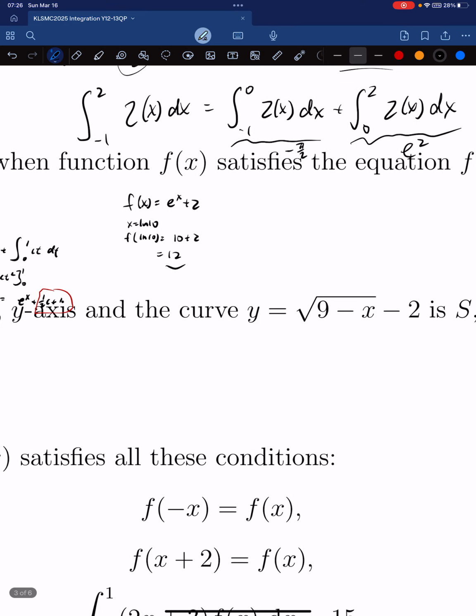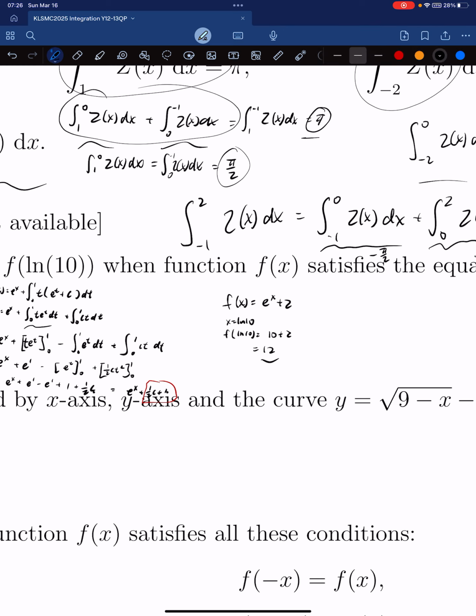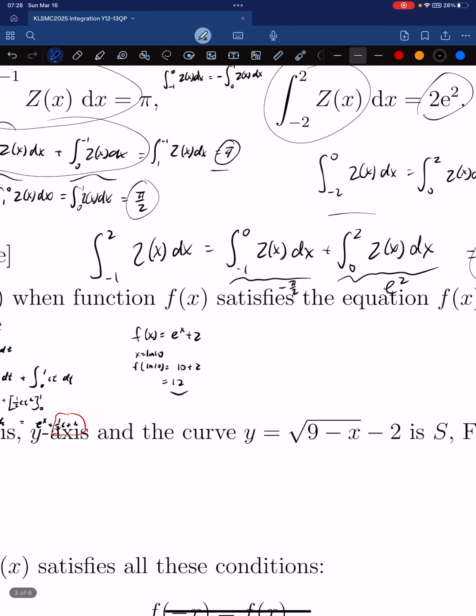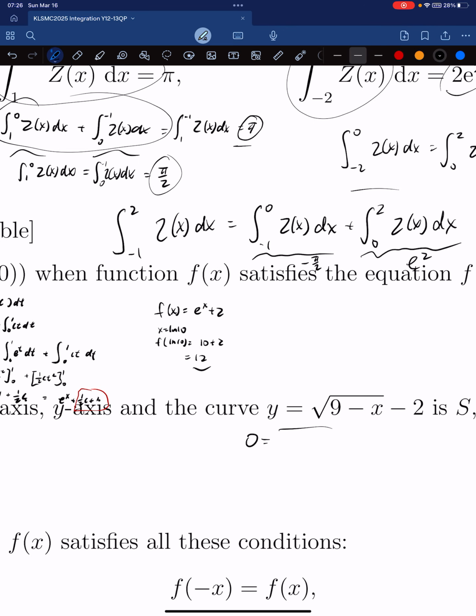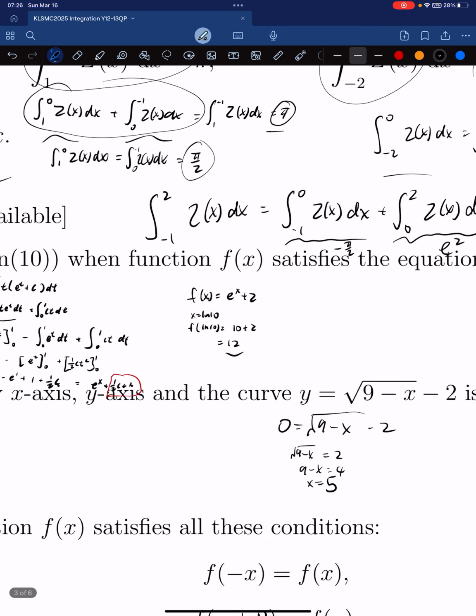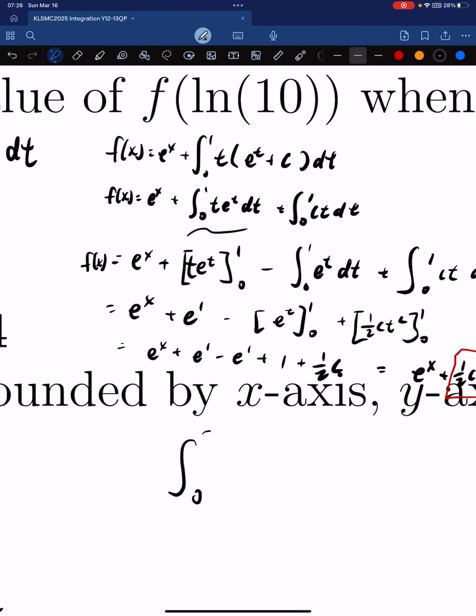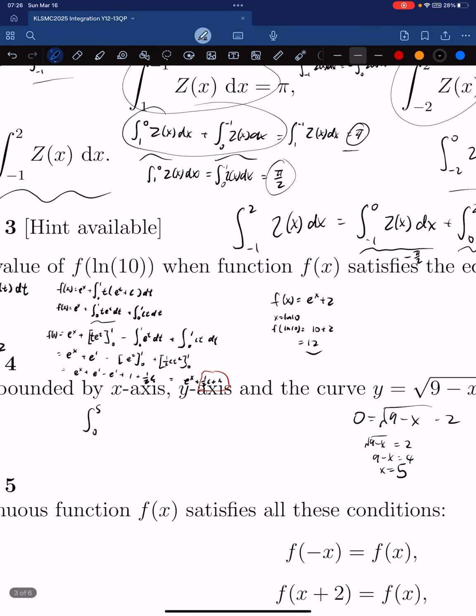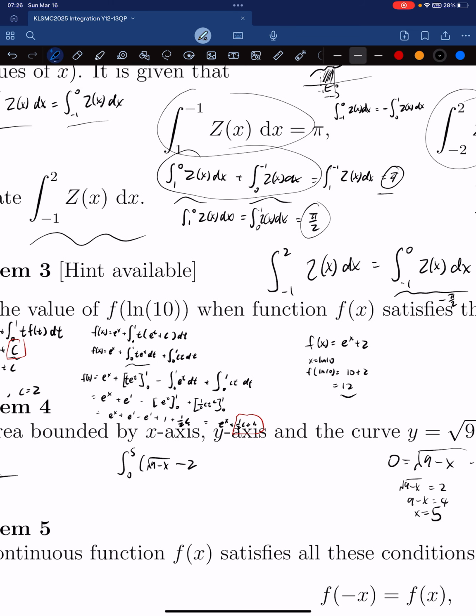So what you do is find when this curve intersects with the x-axis. So that will be 0 equals the square root of 9 minus x, minus 2. So root 9 minus x equals 2. So 9 minus x is 4, and therefore x equals 5. Okay. So now we just integrate this from 0 to 5. So the integration of our function from 0 to 5. Our function is root of 9 minus x minus 2.